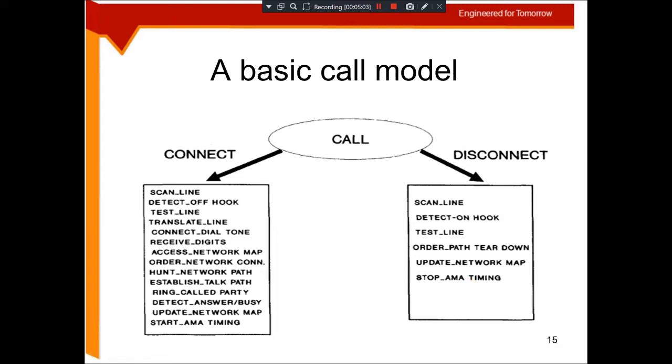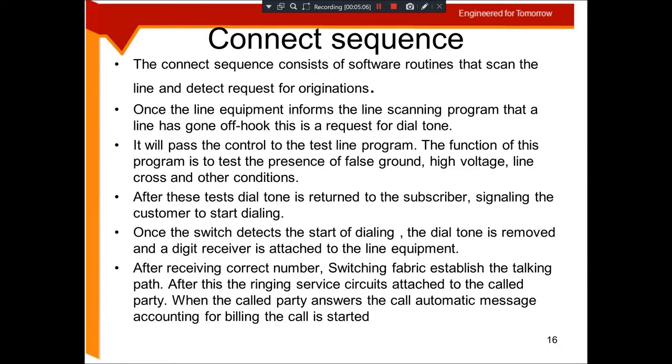So now in depth we will discuss the sequence which will be used for connection, that is call connection. The connect sequence consists of a software routine that scans the line and detects requests for origination. Origination means the connection establishment. Once the line equipment informs the line scanner program that the line has gone off hook, this is a request for a dial tone. That means when you take the dialer and it starts giving a dial tone, that means the connection is ready for receiving the input.